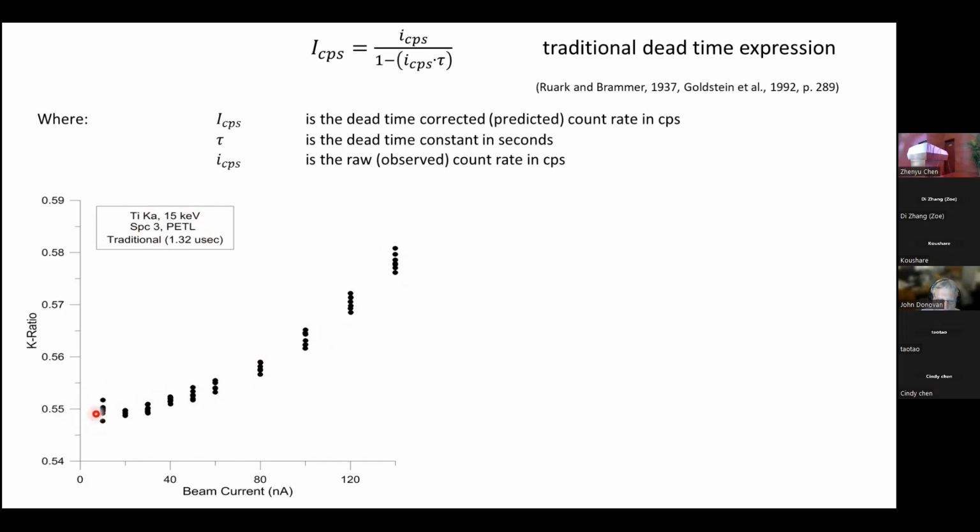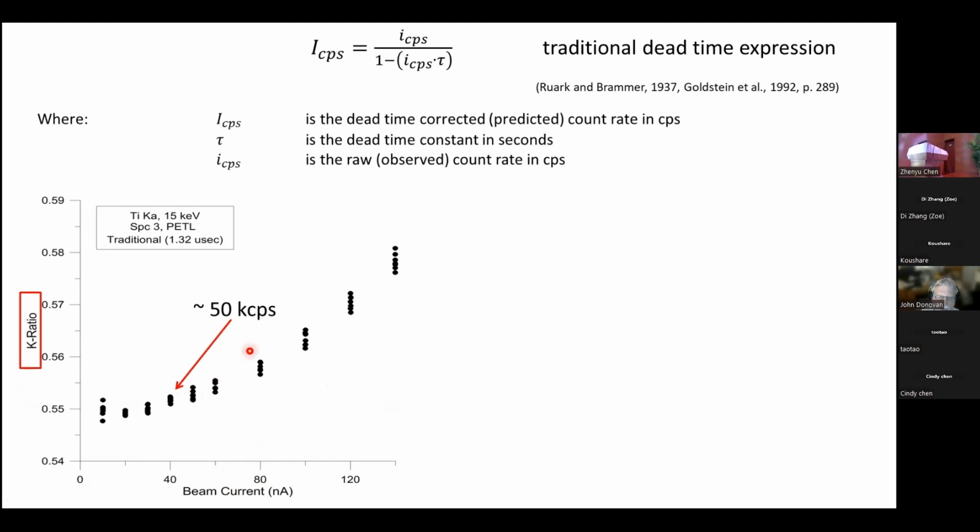The K ratio should be constant. It should always be 0.55. In this case, I think this is looking at TiO2 versus Ti metal. And it doesn't really matter what the K ratio is. We can argue about that, but it should be constant over the entire range of beam current or count rate. This is just the K ratio. That's all we're doing, plotting K ratio on the y-axis and beam current on the x-axis. We call this the constant K ratio method because we should get a horizontal fit here. We should have a flat line right here if our dead time correction is accurate.